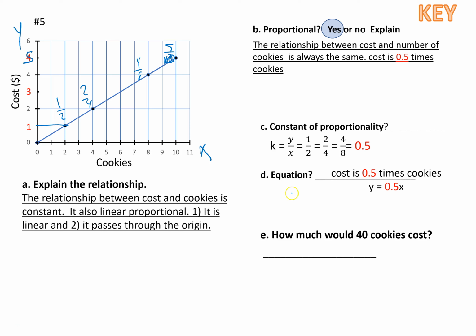Again, you could write it three different ways. You could write y equals 1/2 x, or you could write y equals x divided by 2. That's at least three ways you could write that equation, but it all says the same thing. So how much would 40 cookies cost? Well, x equals 40 cookies, y equals 1/2 of whatever x is. 1/2 of 40 is $20.